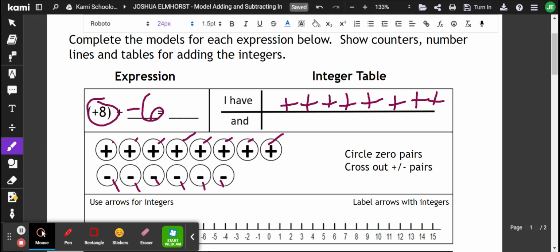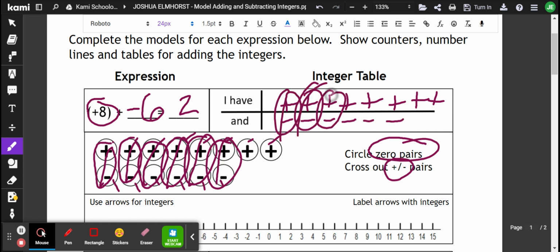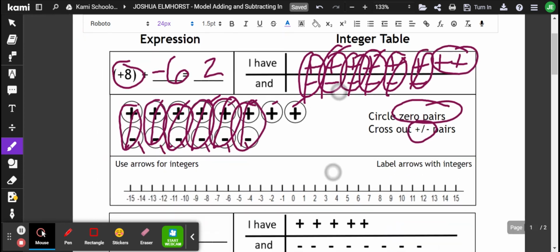So in the previous lesson, we started to pair up a positive and negative to make a 0 pair. 0 pairs will cancel. There are 6 0 pairs, and then there is 2 left over, positive 2. So you can use counters or you can use a quick table where we can model it out, and we're still left with 2 left over.